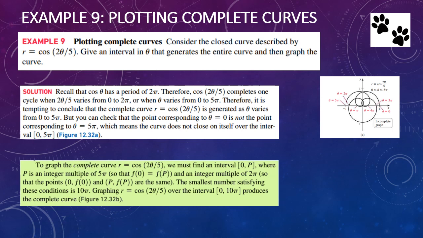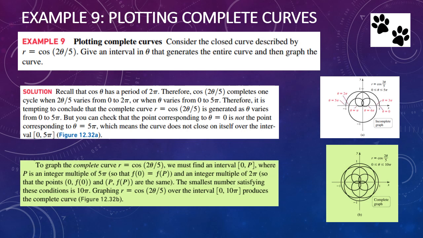Graphing r equals cosine of 2 theta over 5 over the interval from 0 to 10 pi gives the complete graph, which looks drastically different. You can see the section of the white graph above, when we just graph from 0 to 5 pi, but a whole part of the graph is left out of that. So it's quite curious and quite interesting. And most of us will not be graphing shapes like that. We'll be using computers and graphing utilities.